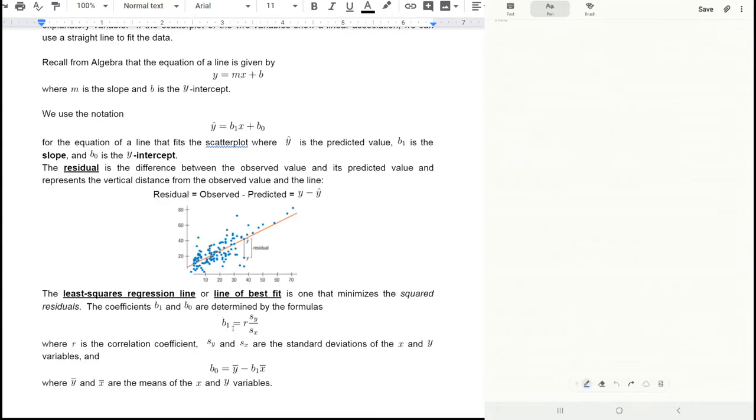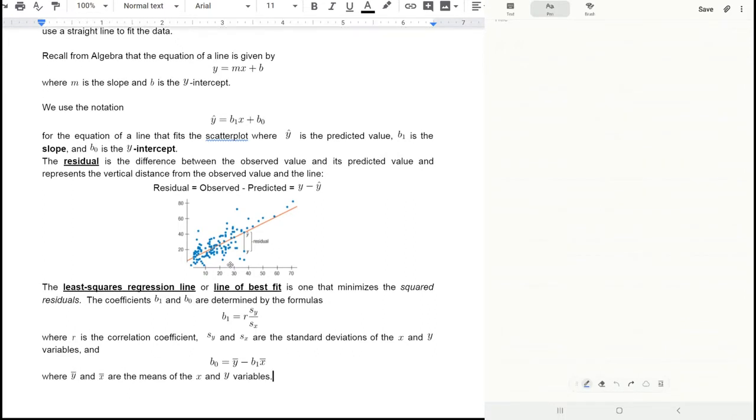And so the slope of the line, so b1, is going to be r times sy over sx, where r is the correlation coefficient and sy and sx are the standard deviations of the y and the x variables. Now the y-intercept, so b naught, is given by y bar minus b1 times x bar, where y bar and x bar are the means of the y and the x variables.